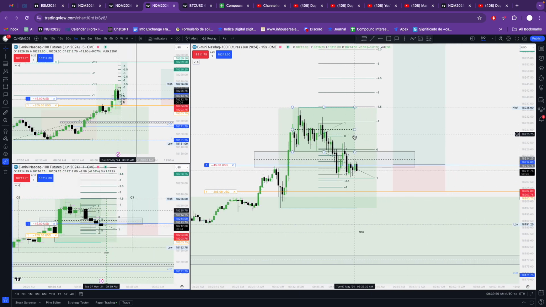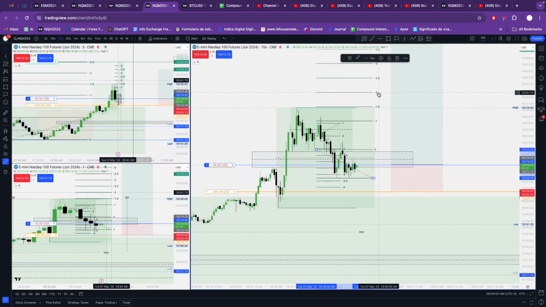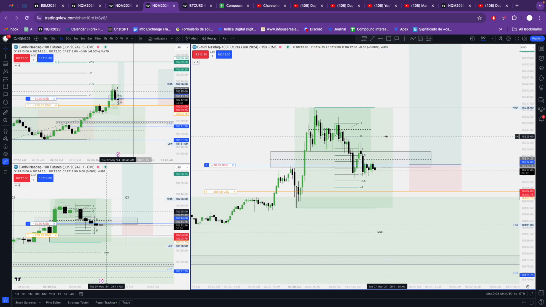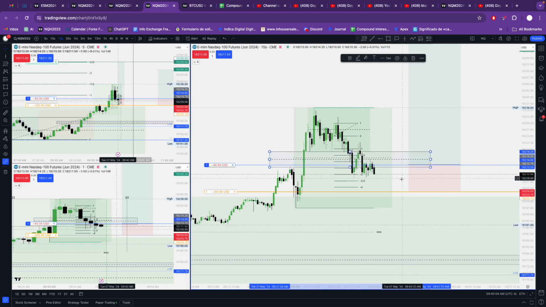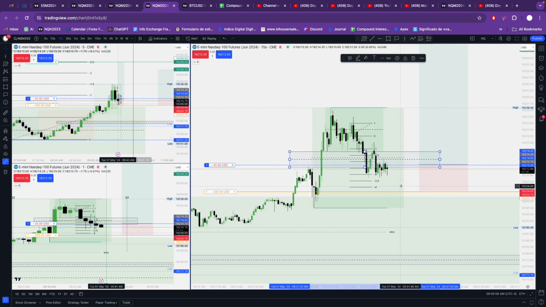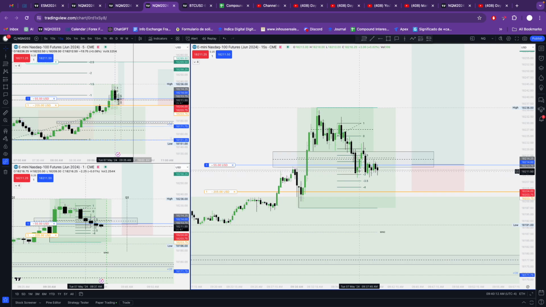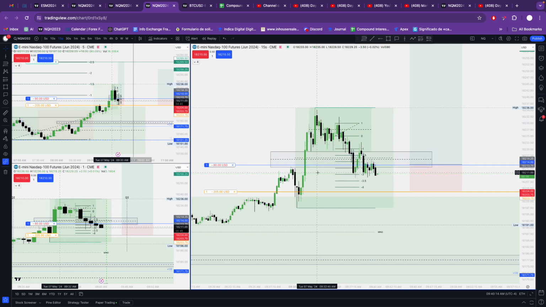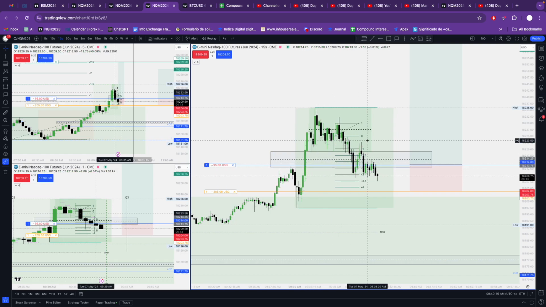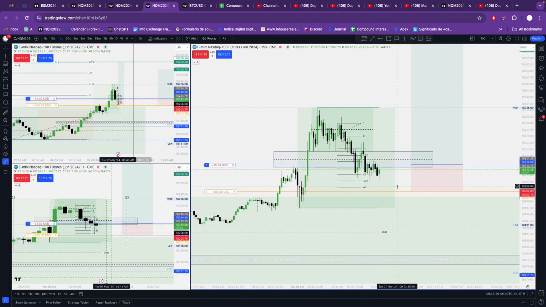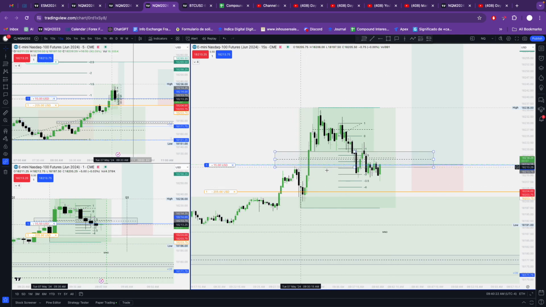Now, so we broke out of this range here, and this is a 1 minute fair value gap. So what we thought here was we were going to see a strong aggressive move down into our 2.5 area fair value gap here on the 1 and a move up. So that appears to not be the case. And right now we're down, right?